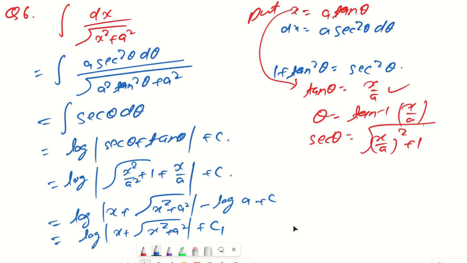Alright guys, with this we have completed some of the integrations of particular types, and we'll see questions based on this.